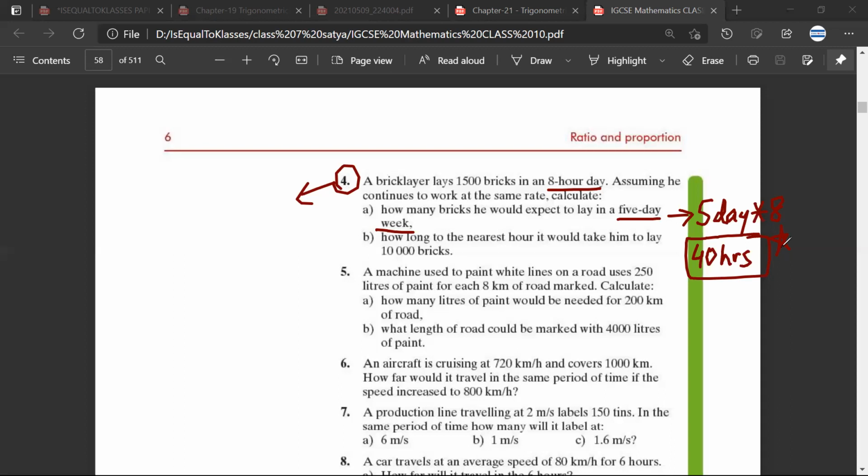Mr. Satya, so for the B part, right? A part. A part. Mr. Sarthak, have you understood? Mr. Sarthak, have you understood?